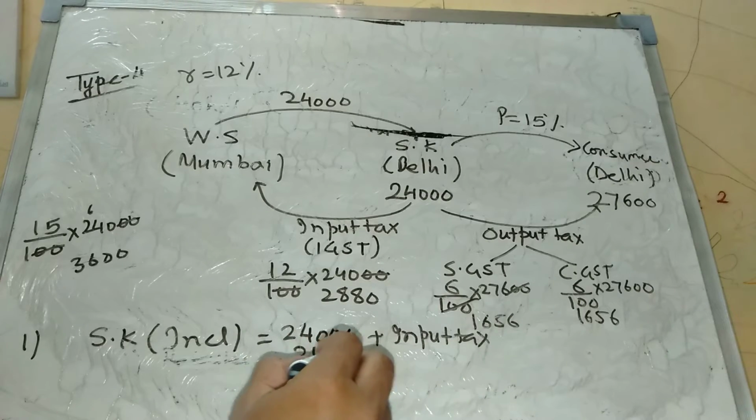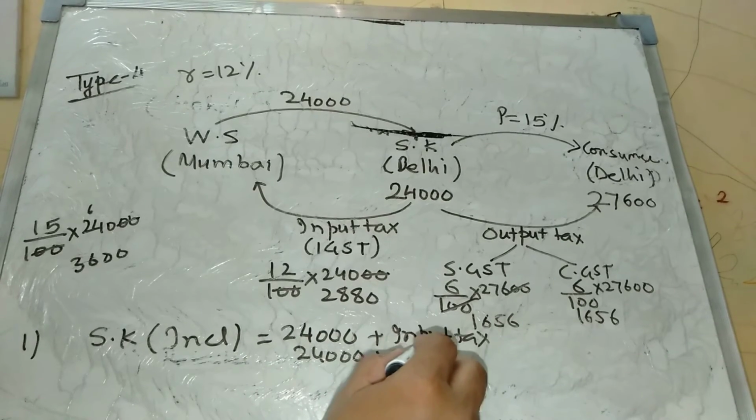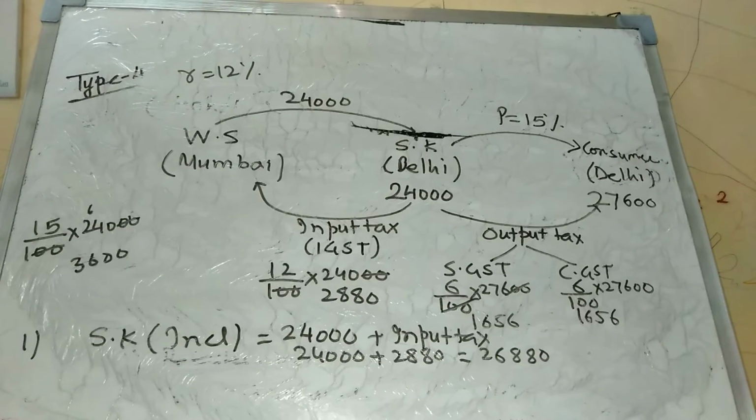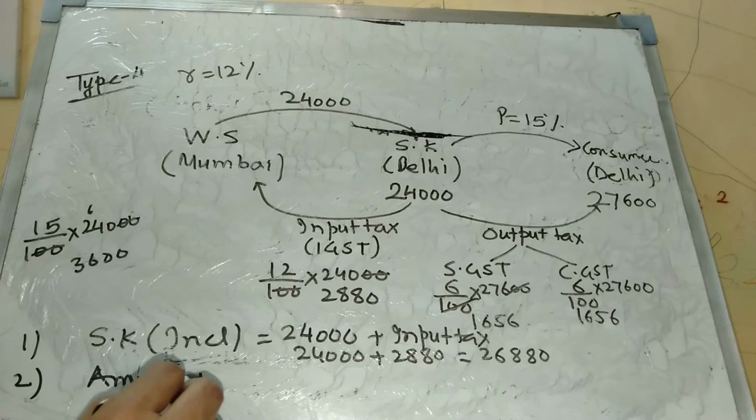So, 24,000 plus 2880, 26,880. In the second part we have to find out the amount paid by consumer.